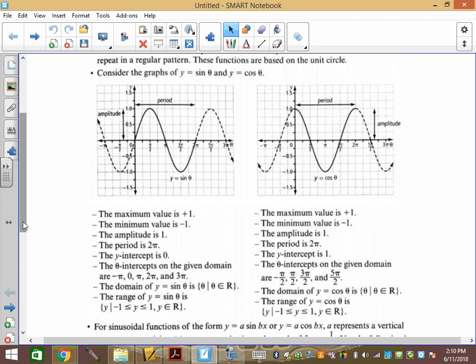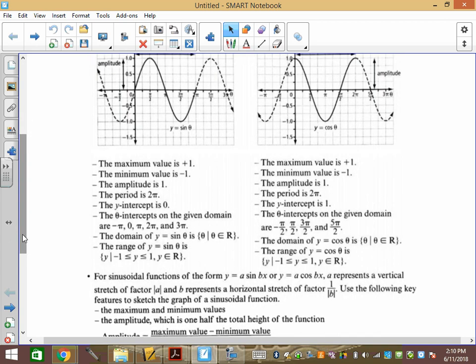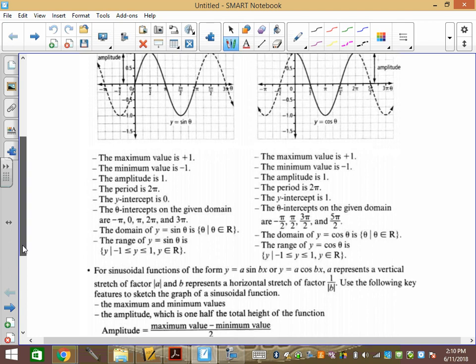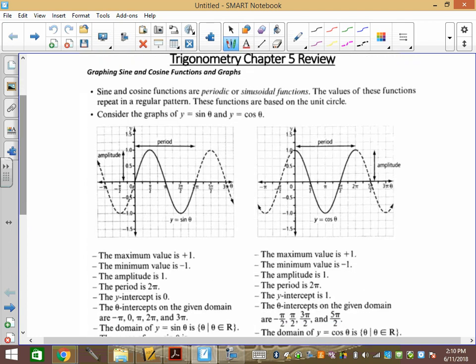Do you remember a quick way to find the range? Remember, your range is y such that min is less than or equal to y is less than or equal to max, y ∈ R. Off the graph, you'd literally just look for the min and the max. We agree? But off of an equation, how do we find the min and max? Do you remember?